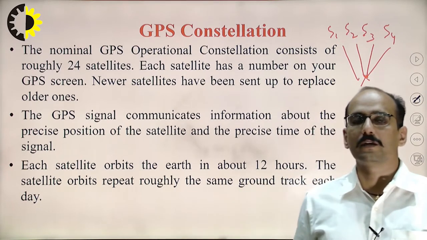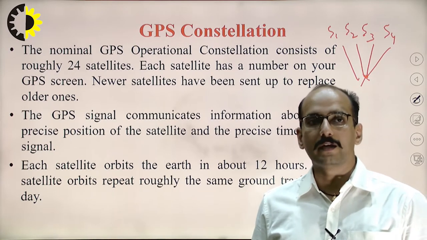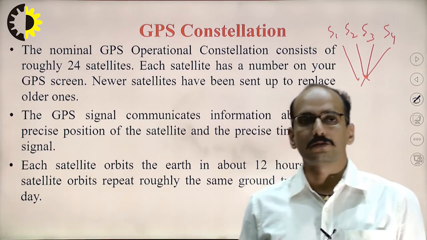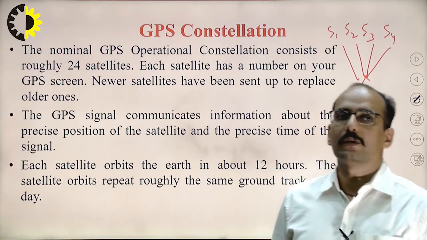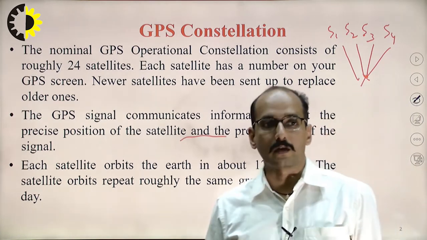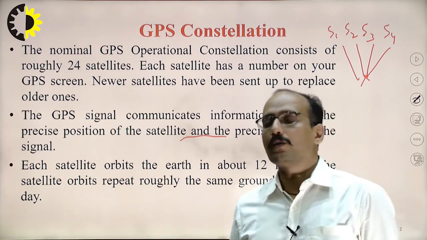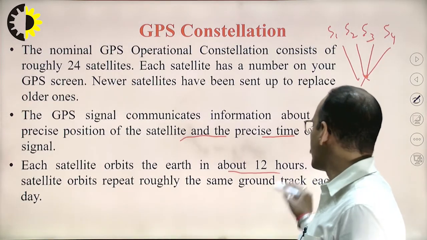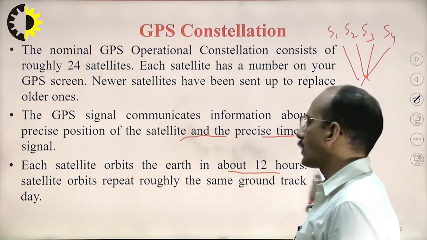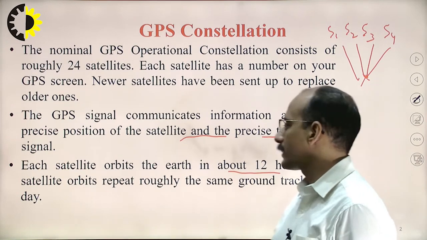If there is wear and tear, and if a satellite is going to expire, then a new satellite is going to be placed at the position of that satellite. So the GPS signal communicates information about the precise position of its satellite and the precise time of the signal. Also, each satellite orbits the earth in about 12 hours. As I told you, it is a group of MEO satellites, and they rotate around the earth in around 12 hours, and the satellite orbits repeat roughly the same ground track each day.